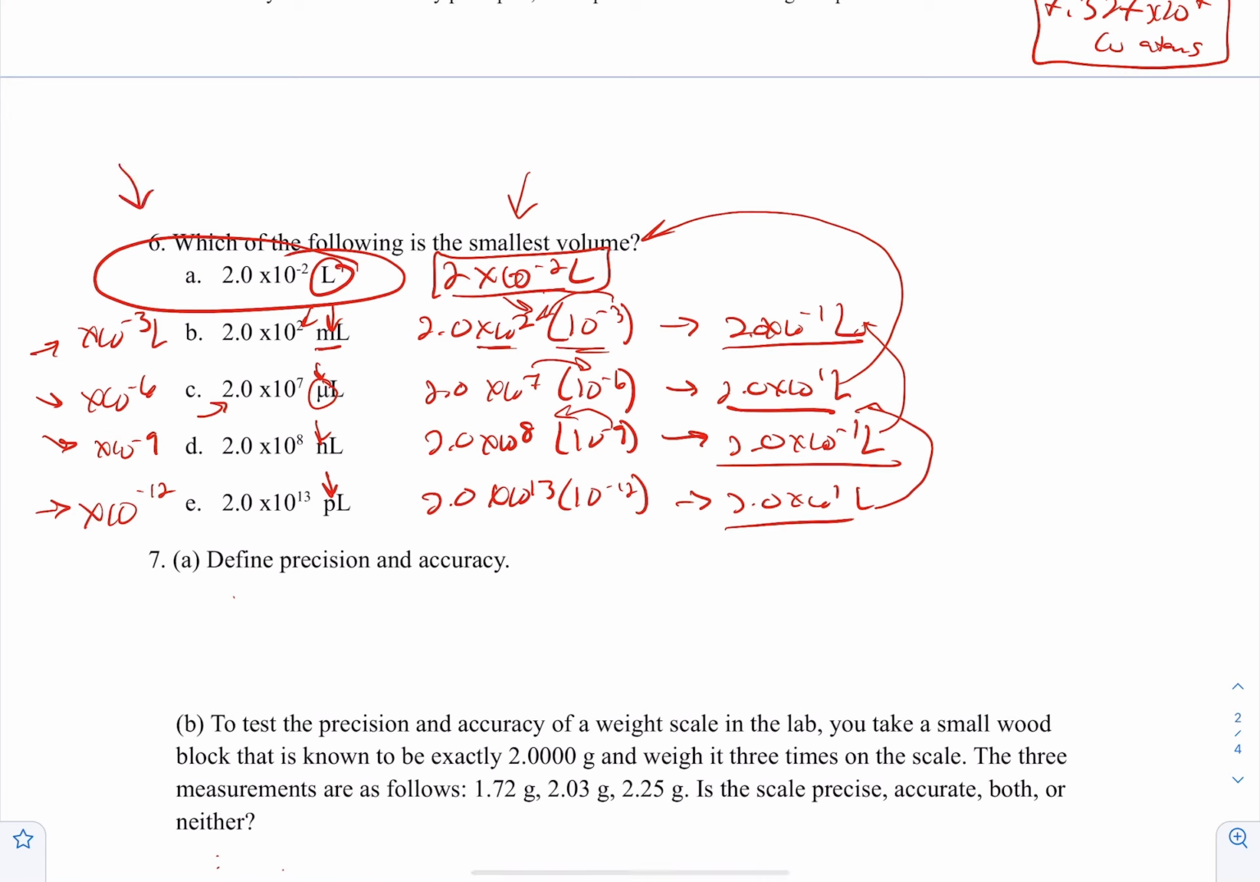And just be wary. Remember, I've changed up these values. So it's not necessarily that A is going to be the answer on your problem set. It just so happens to be so here. All right, I hope that was helpful for part 1. Go ahead and check out part 2 for numbers 7 through 10.